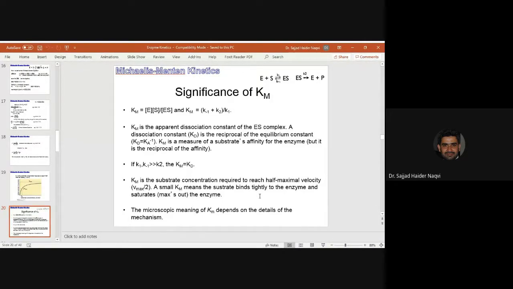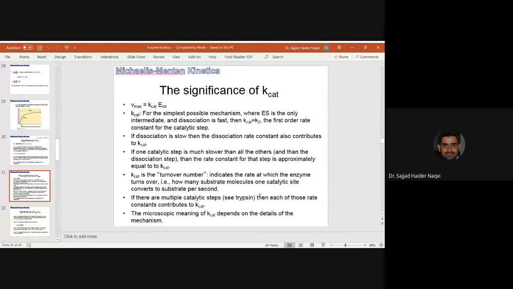So now you can understand that by knowing the Km of a reaction, you can have an idea about the mechanism of the reaction. You can find out about the initial velocity. You can find out about the affinity of the binding of the substrate with the enzyme and the other factors. So that's why knowing the Km of the reaction is of significance.